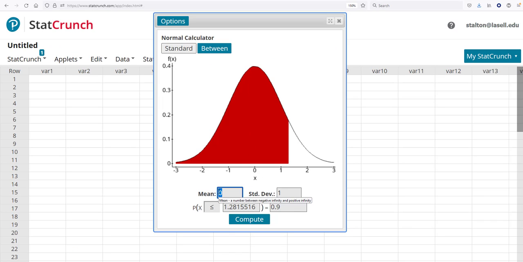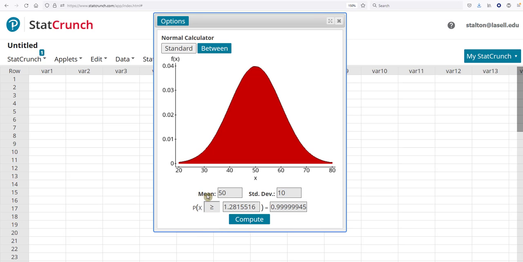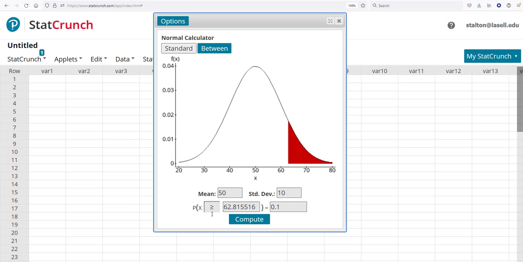So we got the mean of 50 and a standard deviation of 10. We want the area to the right to be 0.1. Okay, so look how I have it set up. Mean is 50, standard deviation is 10. We want x to be greater than or equal to whatever value such that the area to the right is 0.1. When I hit compute, I get my answer, 62.81.